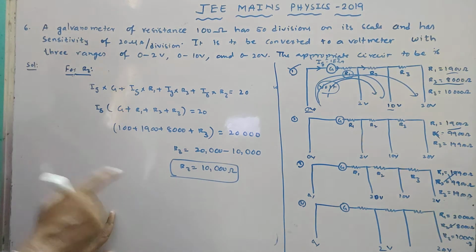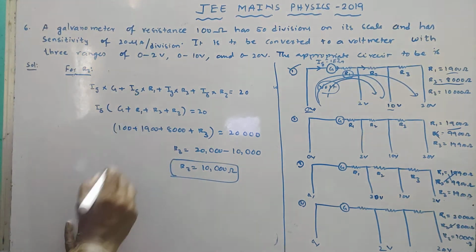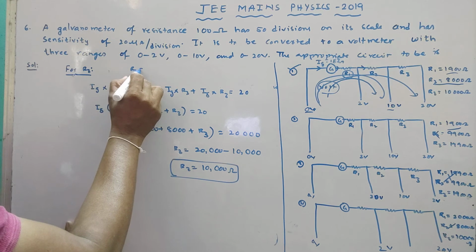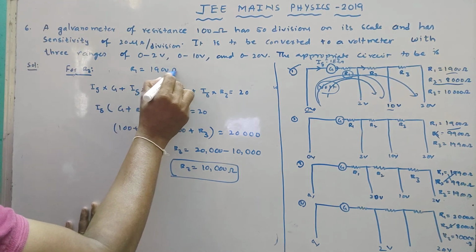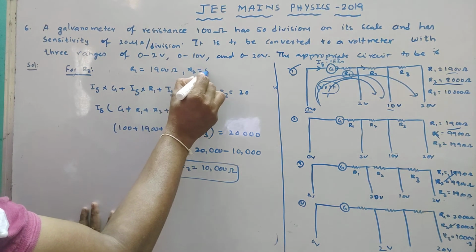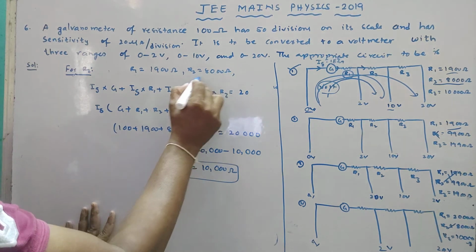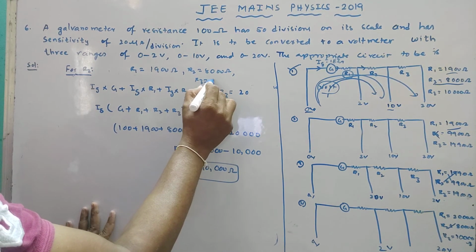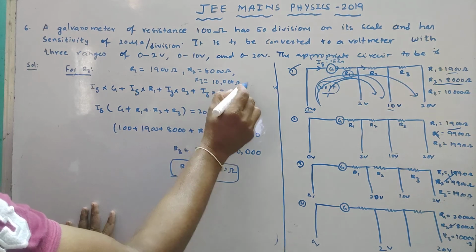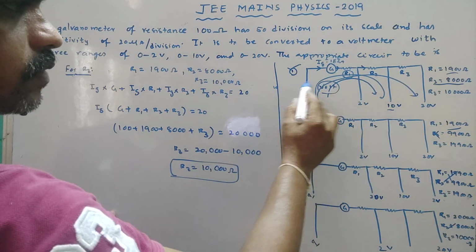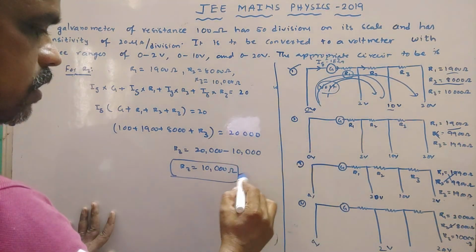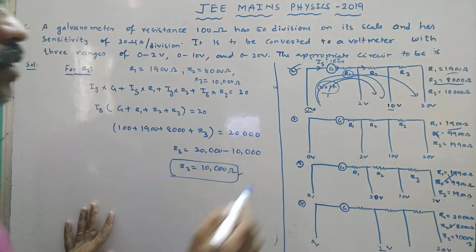So we got three answers here, not options, three answers. First, R1 equal to 1900 ohm, R2 equal to 8000 ohm, R3 equal to 10,000 ohm. So already I told that this is the right option. Here also we got the same option, so this is the right option. Thank you.